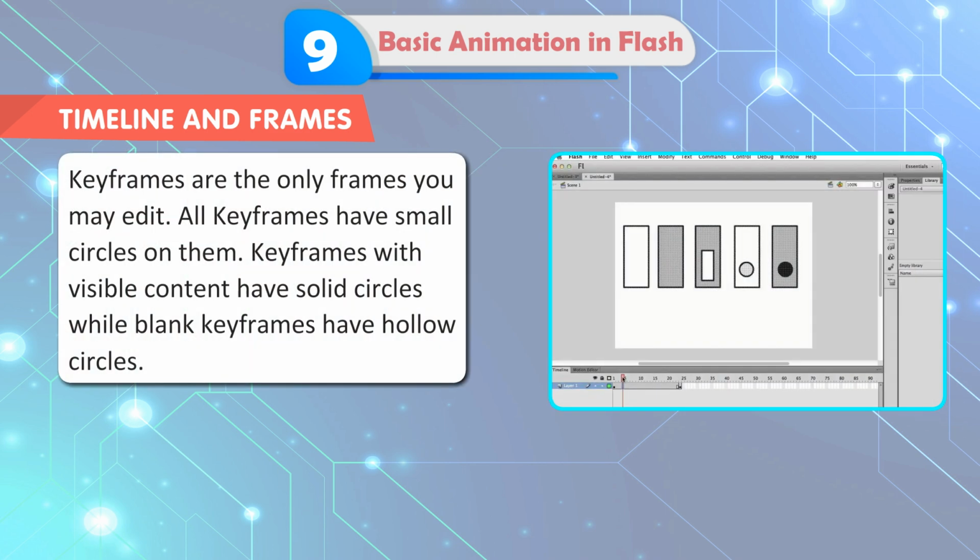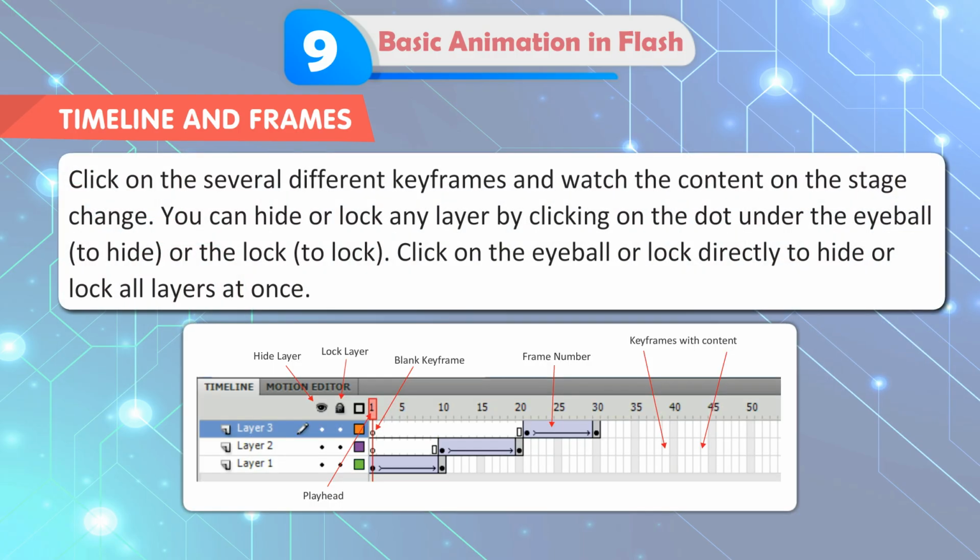Keyframes are the only frames you may edit. All keyframes have small circles on them. Keyframes with visible content have solid circles, while blank keyframes have hollow circles. Click on several different keyframes and watch the content on the stage change.